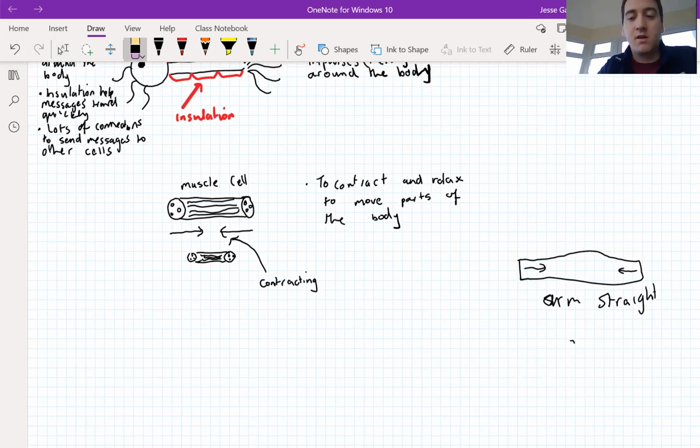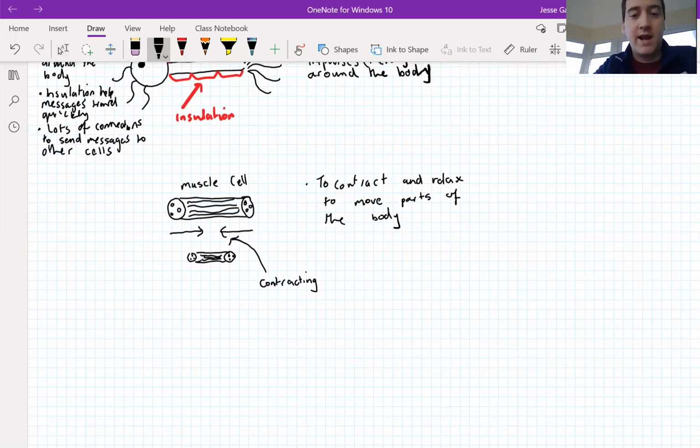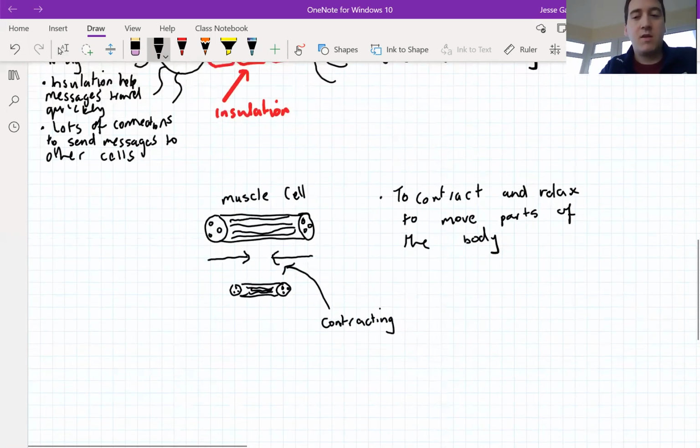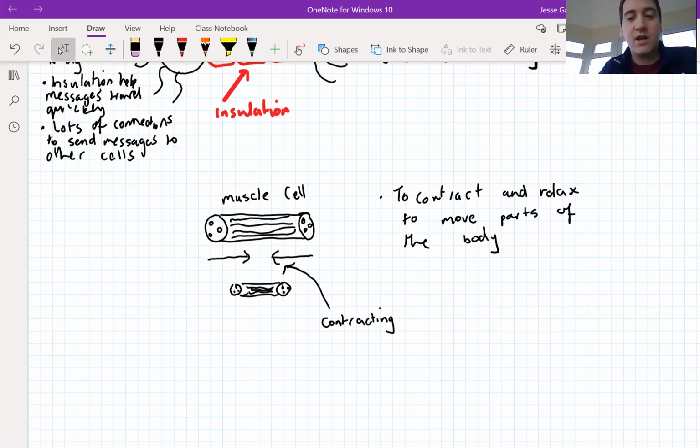Right, so this is the muscle cell. Its job is to contract and relax to move parts of your body, for example, your arms and your legs. But we do have other parts that we need to move as well. We need our heart to contract so it can beat. We need a big muscle just below our chest to contract to help us to breathe. So there are lots of places where we have muscle, not just moving our arms and our legs.